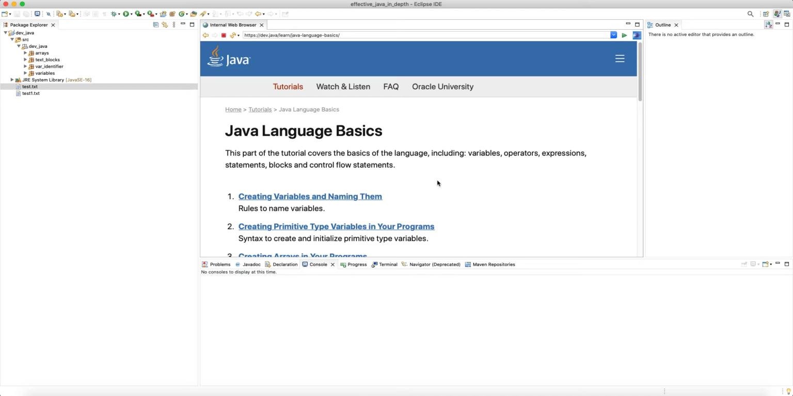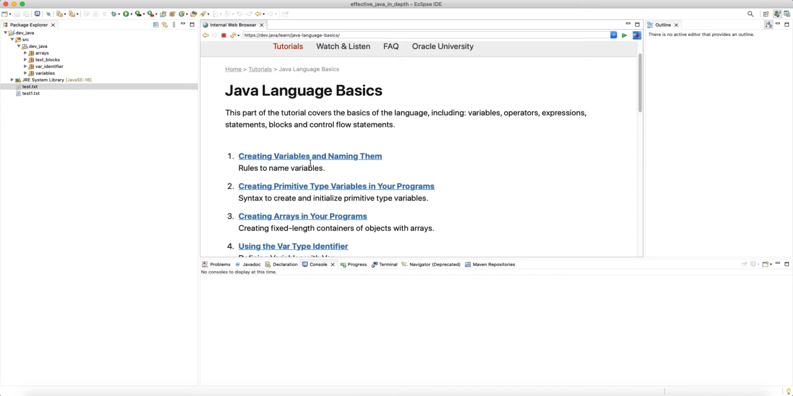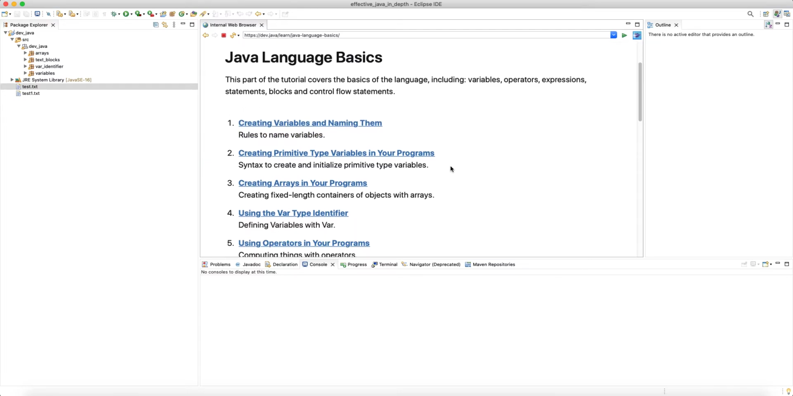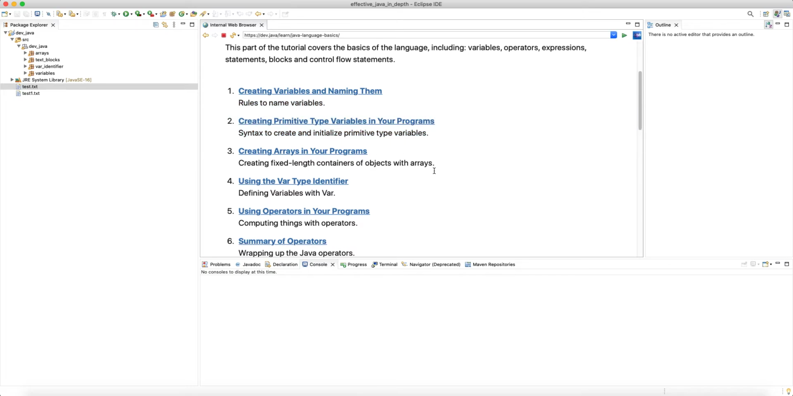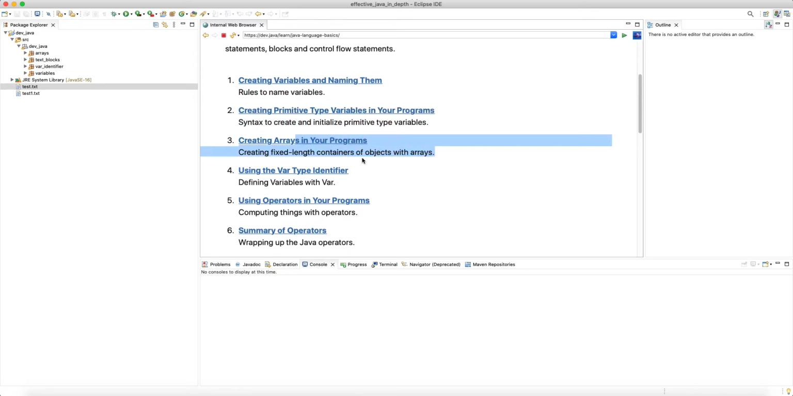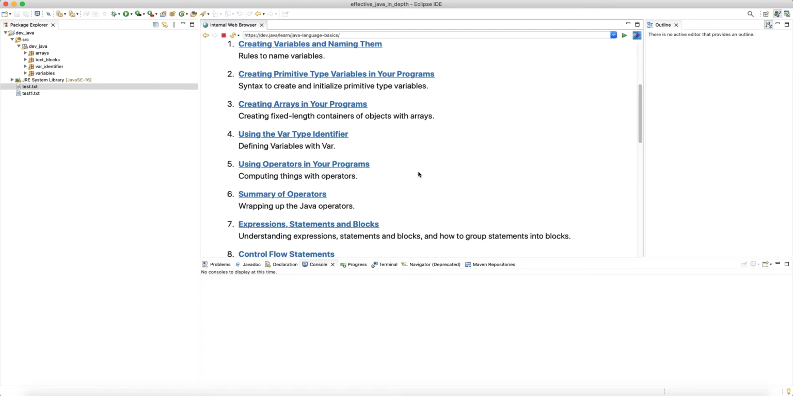Hello and welcome to another tutorial, and we're looking at the Java language basics. So far we've looked at variables, the restrictions in defining variables, how to deal with primitive types and arrays. We also had an in-depth look at arrays. We looked at the var type identifier.